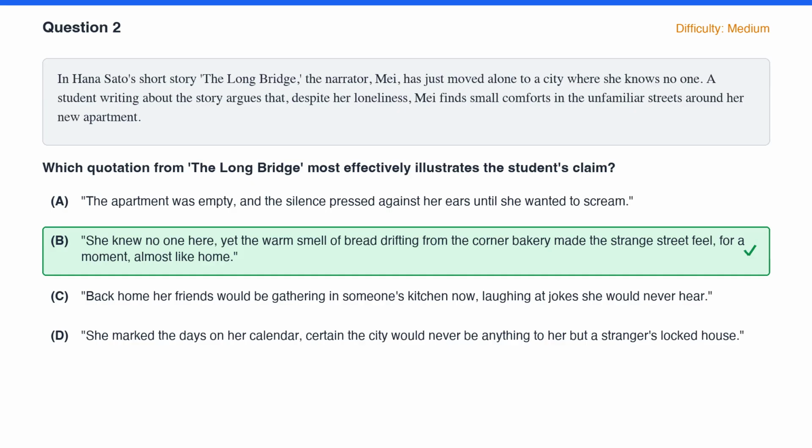B is right because the quotation carries both halves at once, alone yet quietly comforted. A and D each grabbed a single half, and the half D grabbed pointed the wrong way.